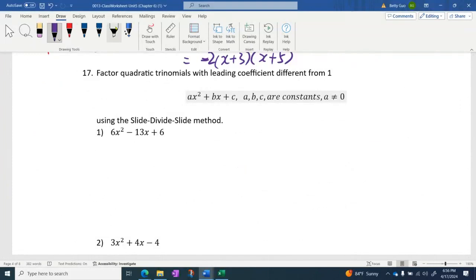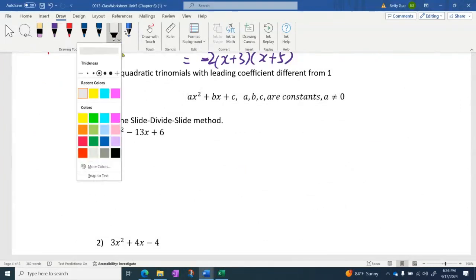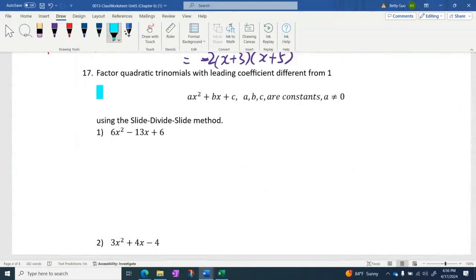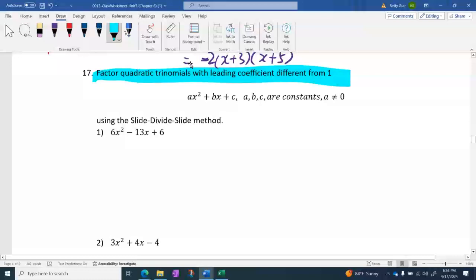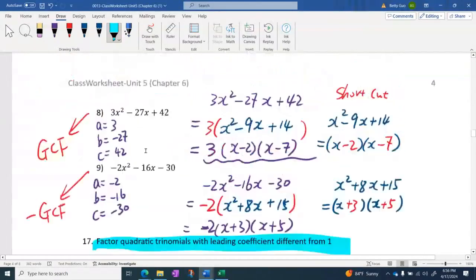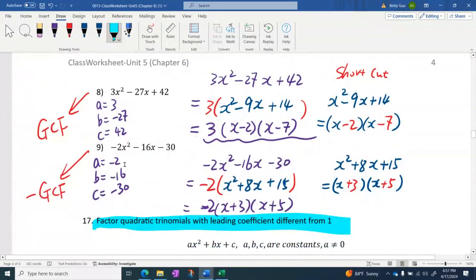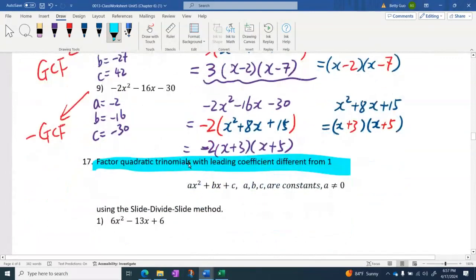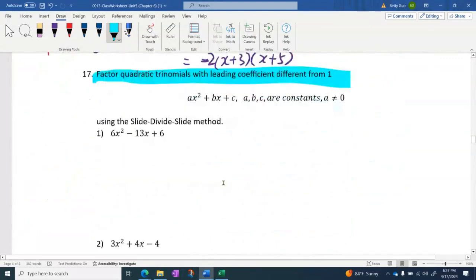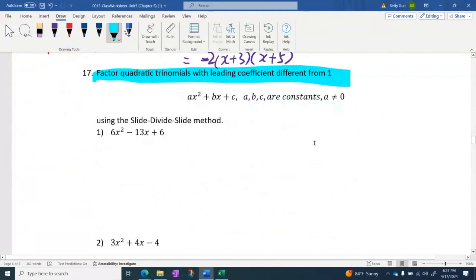Next up, what if the leading coefficient of a quadratic trinomial is different from 1, and we are not able to factor it out? It's not like number 8, where even though the leading coefficient is not 1, we are able to factor it out. Or 9, same thing. What if it's not 1, and also we cannot factor it out? We're going to learn a new method, okay?